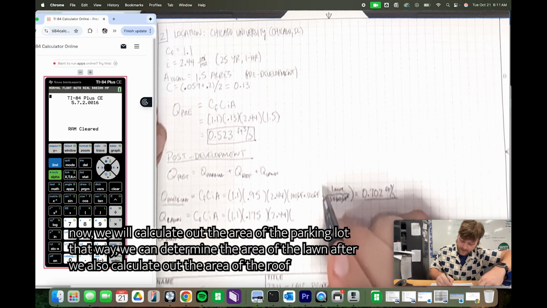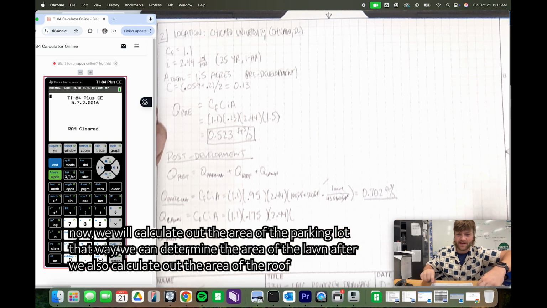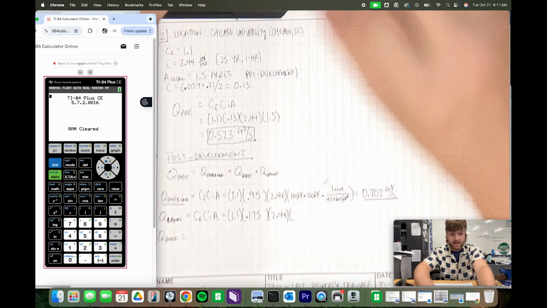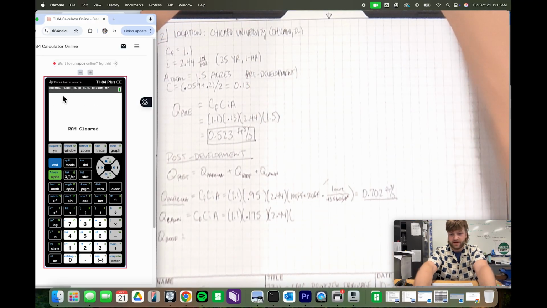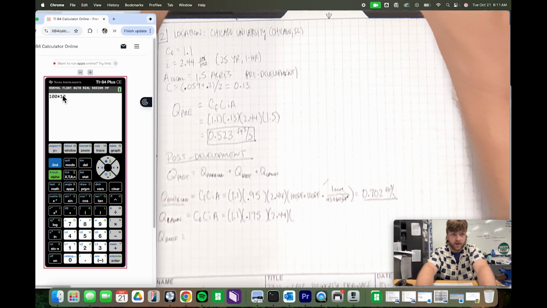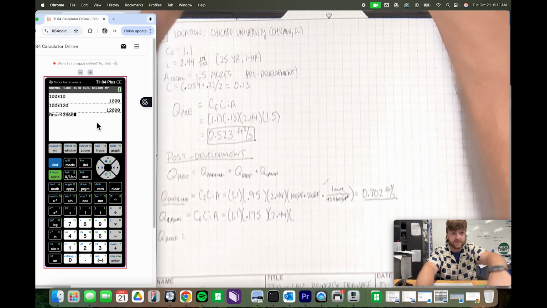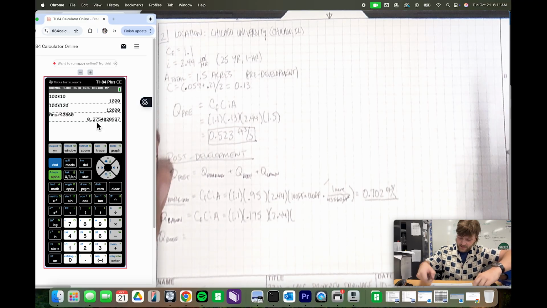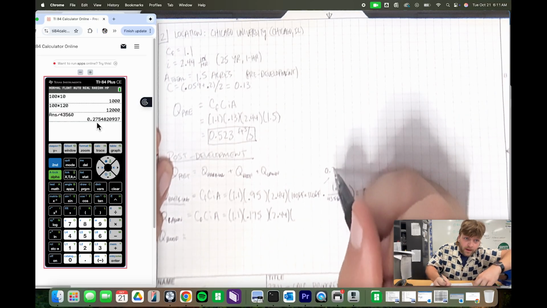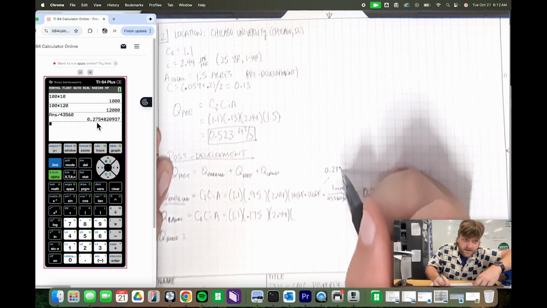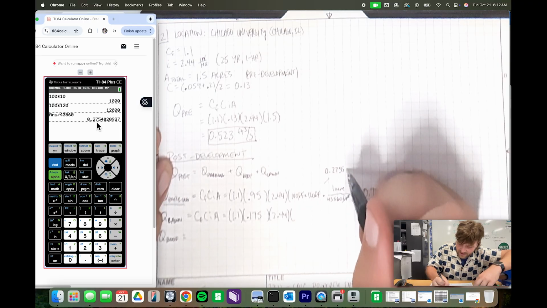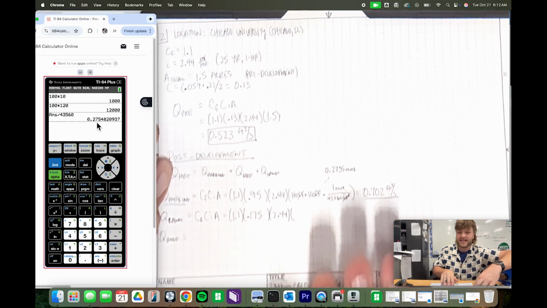Going to calculate what the actual area is for the parking lot in acres. So I got the TI-84 up over here. Going to switch to using that. 100 times 120. Oops, let's try that again. 100 times 120. And then that is the square footage. We've got to convert that to acres, so we're going to divide that by 43560. So this ends up being 0.2755 acres. That's what that is. So we'll take a note of that.